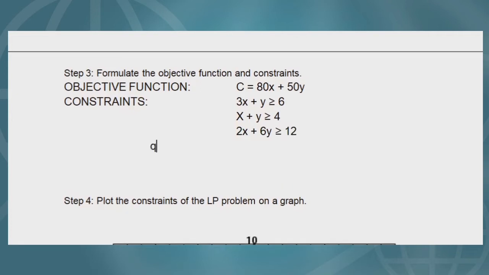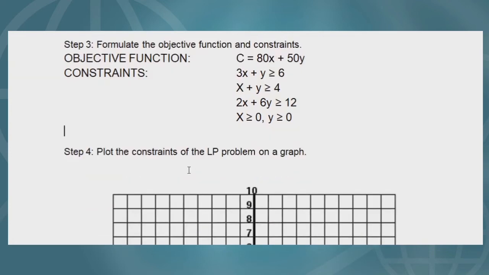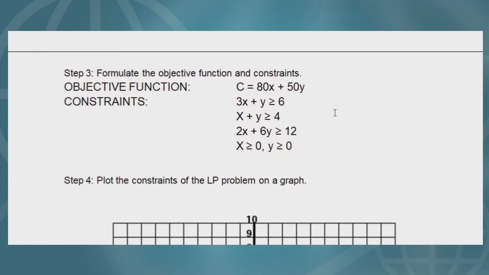And we need to always write our fixed non-negativity constraints. So x is greater than or equal to 0, y is greater than or equal to 0, to emphasize that our answer will just come from the first quadrant, because we need to get a positive value for x and y. Then plot the constraints of the LP problem on a graph. Before you plot, you need to get the x and y intercepts. So let us get the x and y intercepts of our constraints. Okay, I will write here x-intercept, then y-intercept.